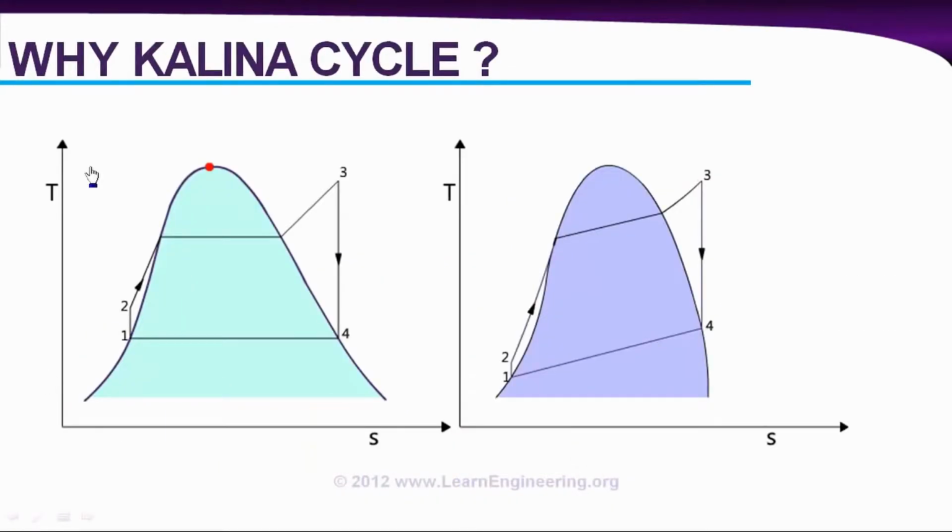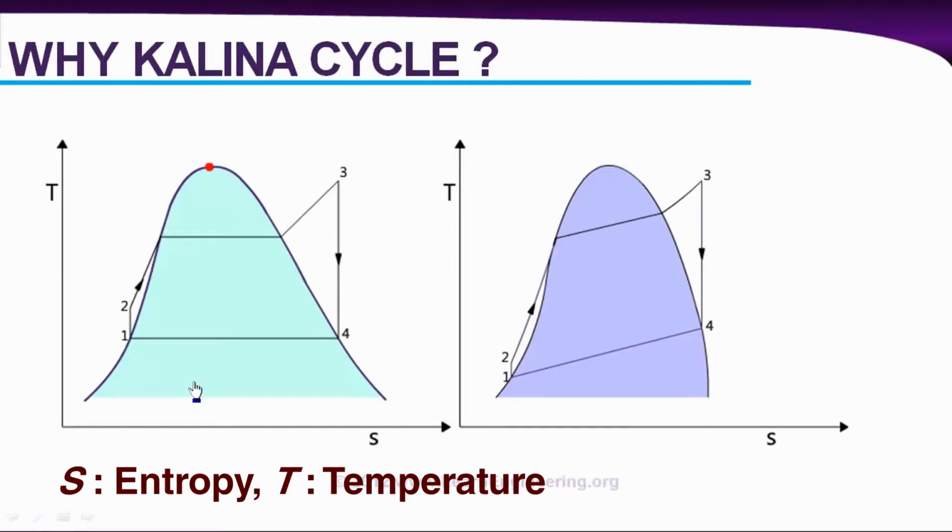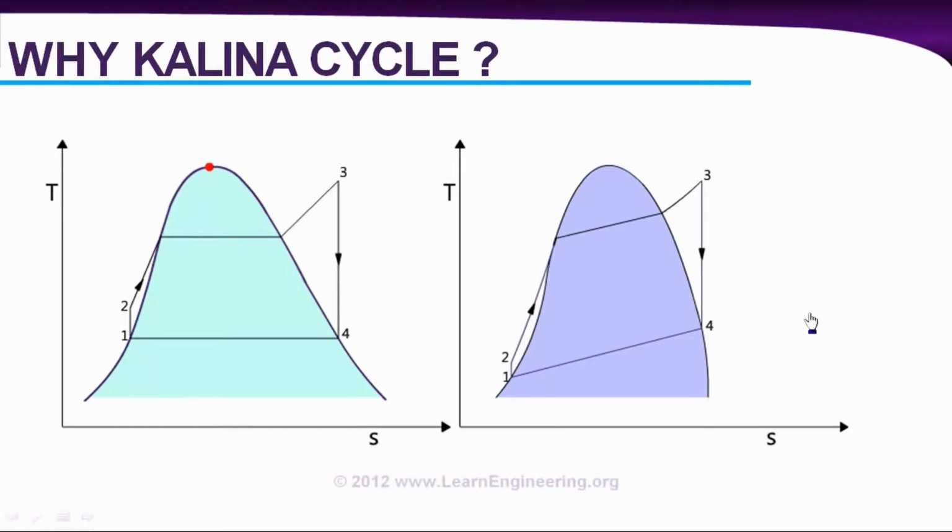Here it is. The first one is a TS diagram for a conventional Rankine cycle, and this is the TS diagram for a Kalina cycle. Here you can notice a major difference between these two. In a Rankine cycle, during phase transformation, temperature doesn't change, it remains the same. You can say during the heat addition process 2 to 3, temperature doesn't increase during phase transformation. Similarly, in the condenser, the process 4 to 1, the temperature doesn't change due to phase change.